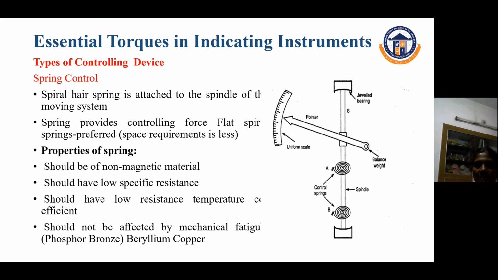And what are the properties of the spring? It should be non-magnetic material, and it should have low specific resistance and low resistance temperature coefficient, and it should not be affected by any mechanical fatigue. Preferably phosphor bronze or beryllium copper is used.